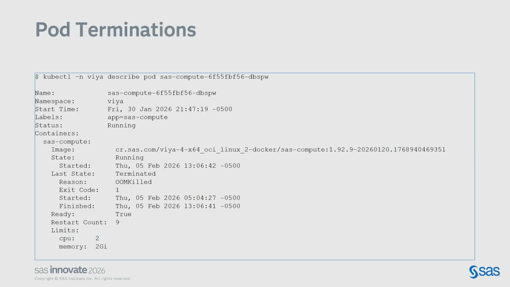All right, so now I'm going to look into one of those services that was restarting, which was SAS Compute, okay? I get this from a very simple kubectl describe pod command. And here, what I want to focus in on is this last state, this little blue box here, where it says the last state was terminated.